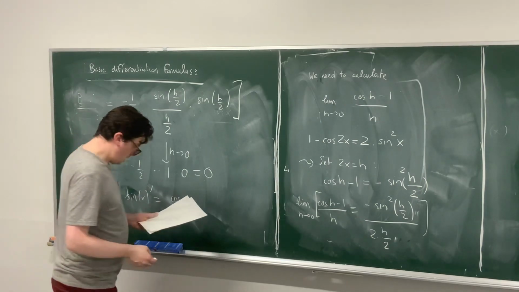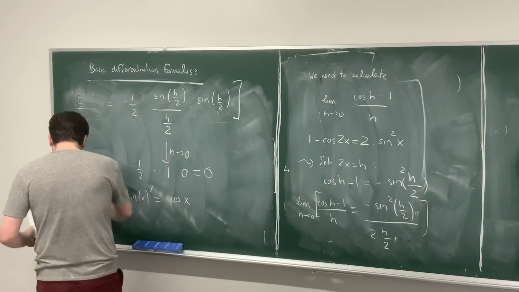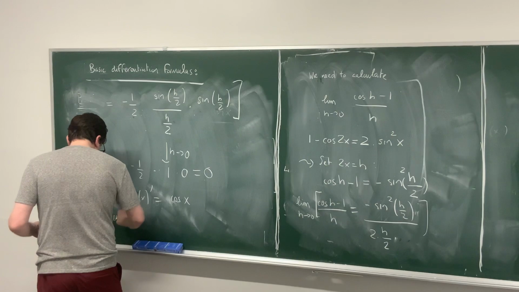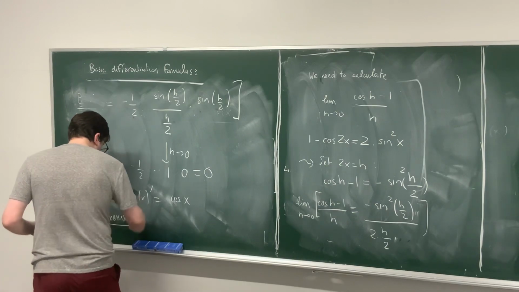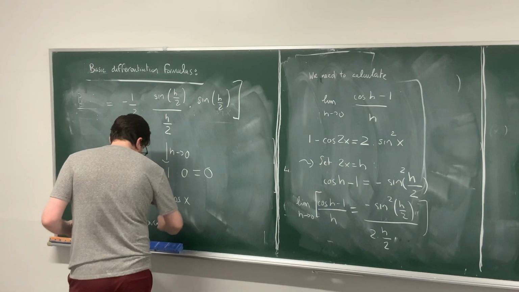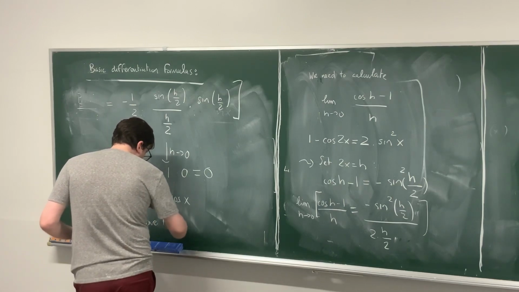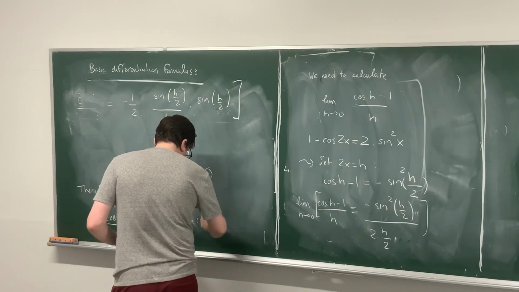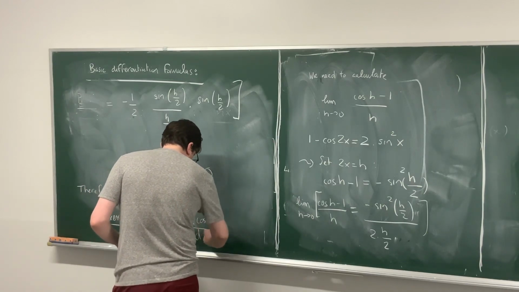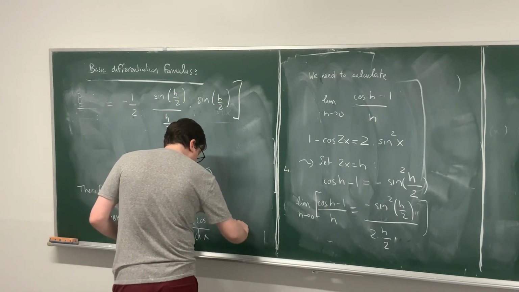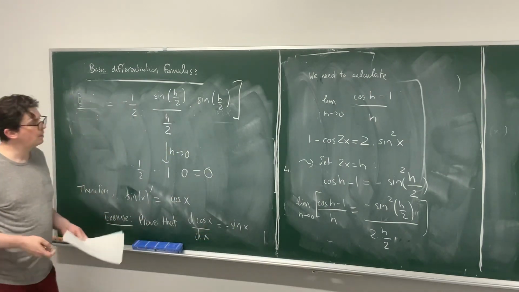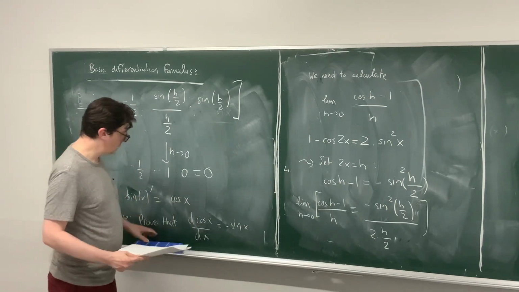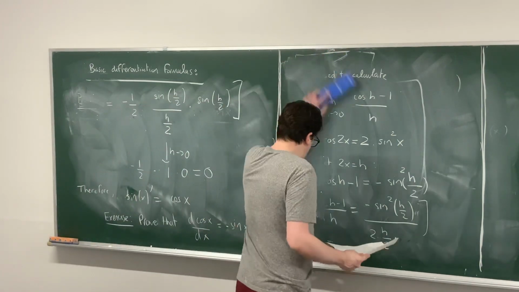And basically, I'm going to let you, in exercise, do the second assertion. So exercise: prove that the derivative of the cos function is minus the sine function. Okay? The proof is completely analogous. You will use different trigonometric formulas. All right.